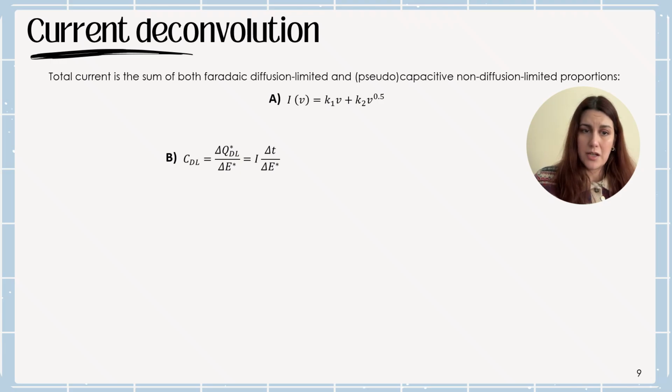For CDL calculation, the double layer capacity delta QL at this potential window is calculated first by integrating the current over time based on equation B.